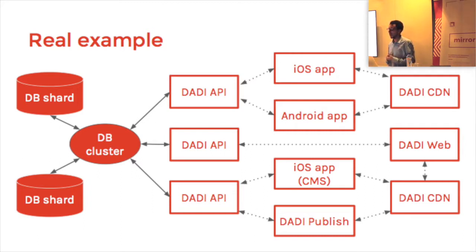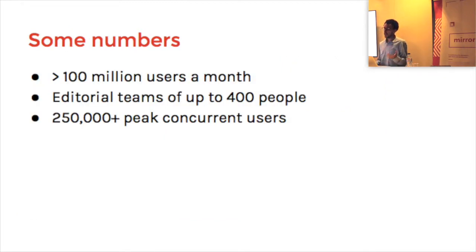For example, in this case, we didn't have the need to scale the CMS a lot because it was used by a relatively small team. But we did have the need to scale the API as much as possible because it's basically feeding the whole thing. So these are just some numbers, nothing special, but just to show you that this is being used in production in large-scale websites. Sort of 100 million users a month. We've helped editorial teams of up to 400 people, which is quite impressive. And we have these concurrent users.